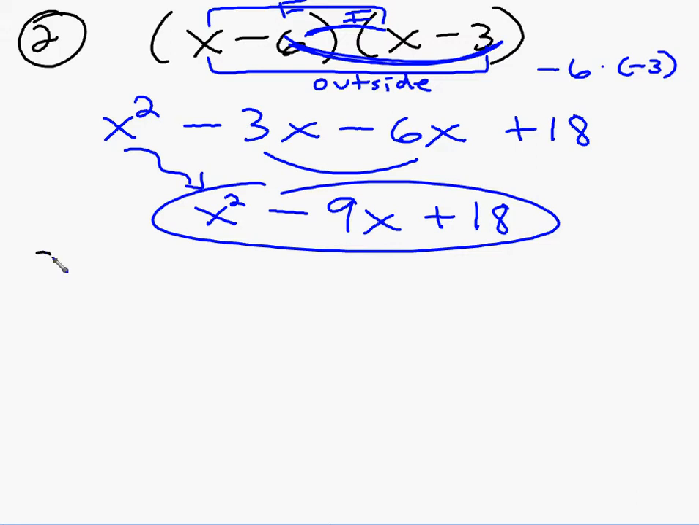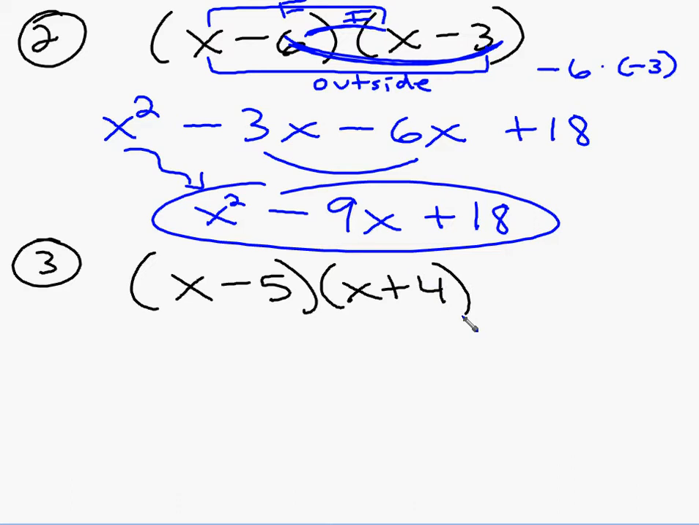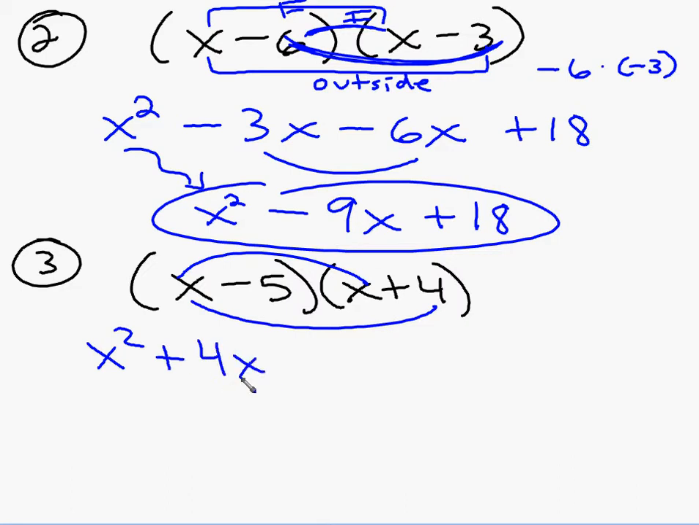Okay, now I want to give you a problem to try on your own. Use FOIL to multiply x minus 5 times x plus 4. I'm going to pause the video. You try it on your own. Okay, following FOIL, x times x, the first terms are x squared. The outside terms, positive 4 times x, is plus 4x. The inside terms, minus 5x. And the last terms, negative 5 times positive 4, is negative 20.